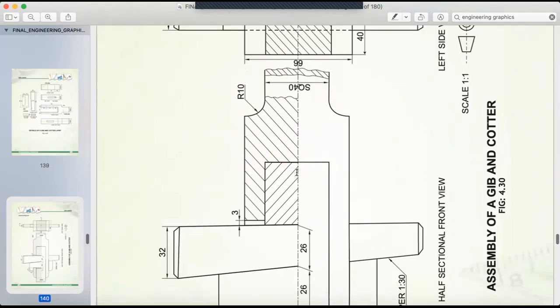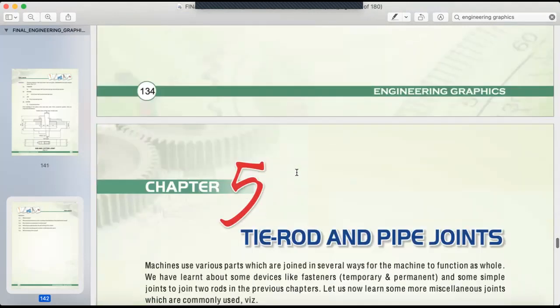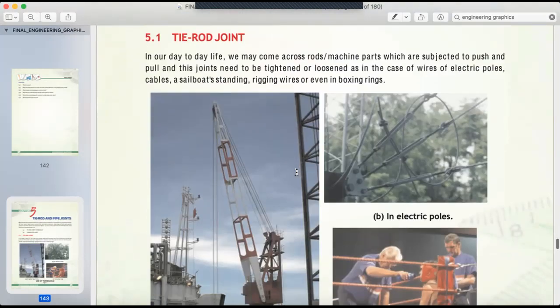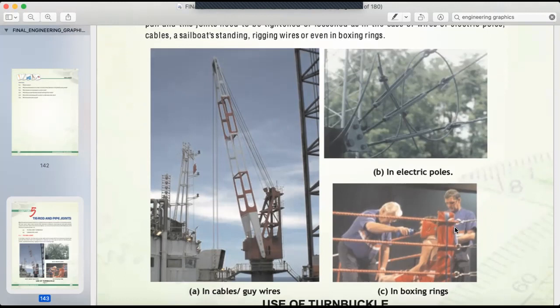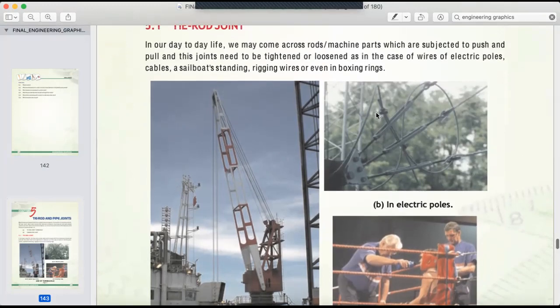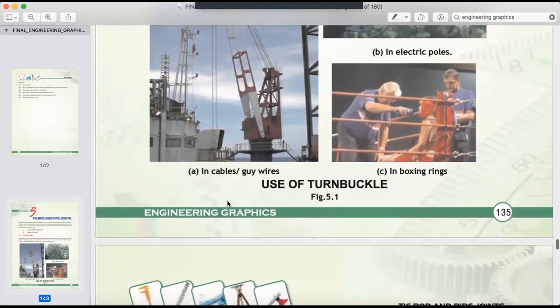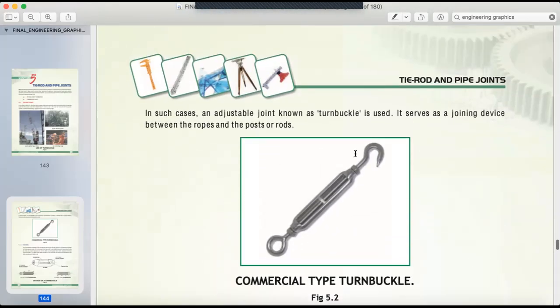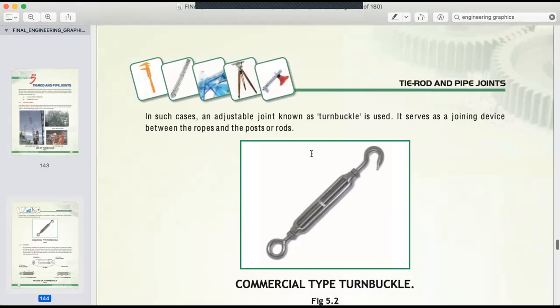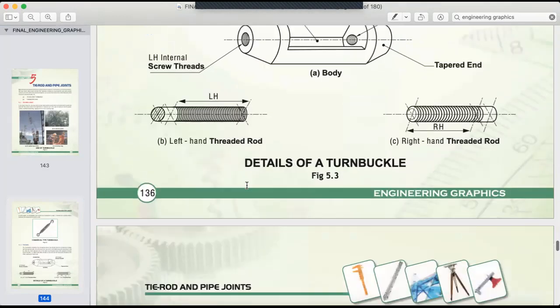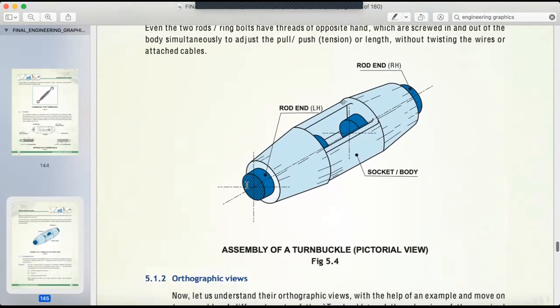Then after this, tie rod and pipe joint. So now you have this. See this over here, it is used in a boxing ring. It is used as a pigeon net also. This is called a turnbuckle. You will see this at many places right now. Metro work is going on, so you can easily see this. Why is this used? To keep tension on both sides, to keep it tight. So this is an assembly of a turnbuckle.